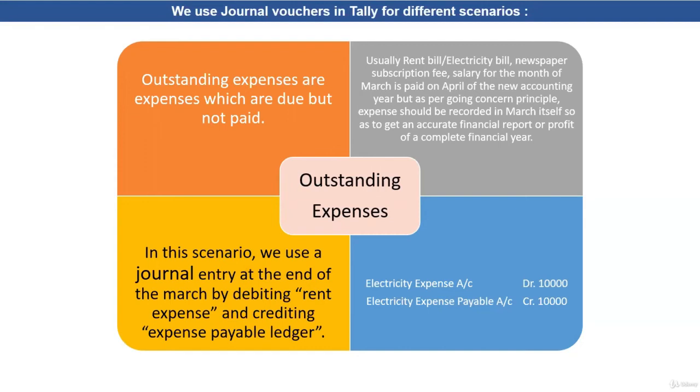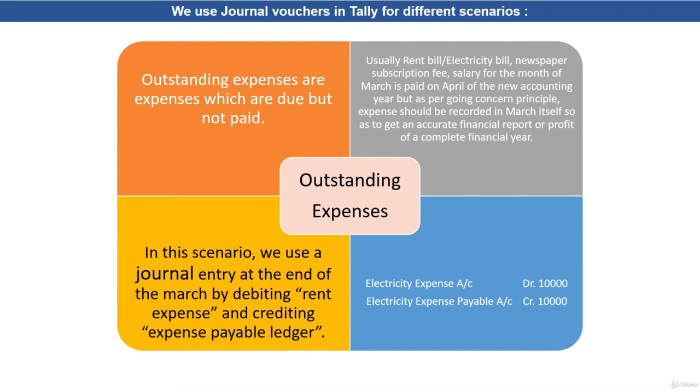Usually the rent bill, electricity bill, newspaper subscription fees, and salary for the month of March are paid in April, that is in the next financial year. But as per the going concern principle, expenses should be recorded in March itself. To get an accurate financial report or profit of the complete financial year, we have to post these entries in the journal voucher, as these are generally called adjustment entries.